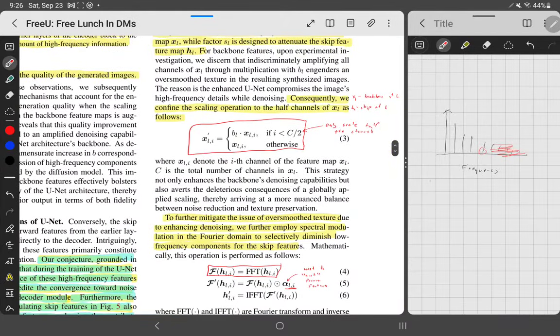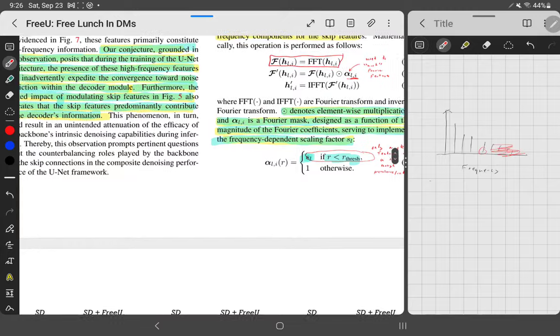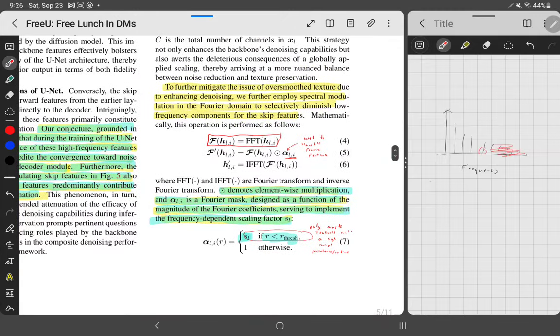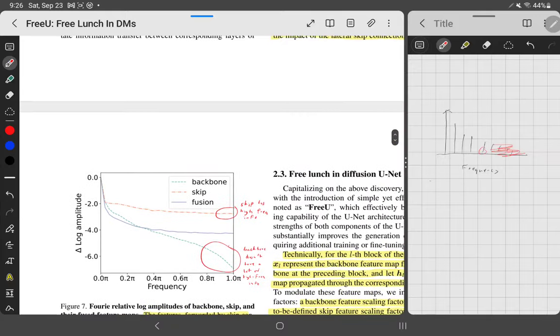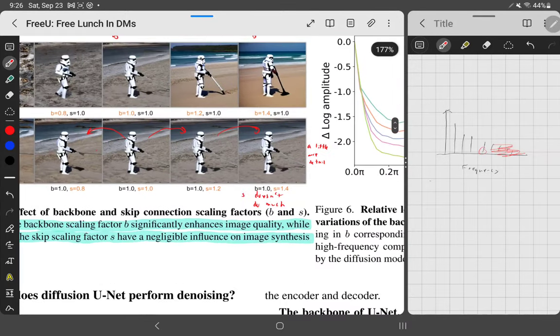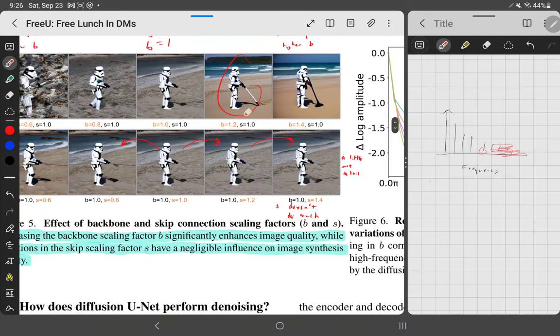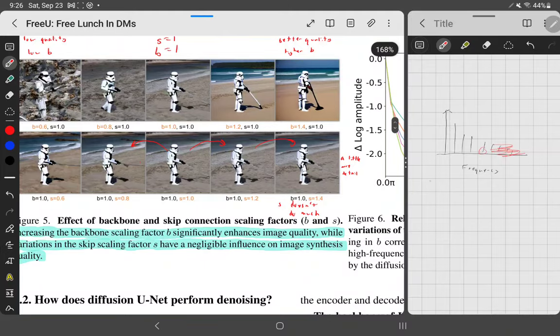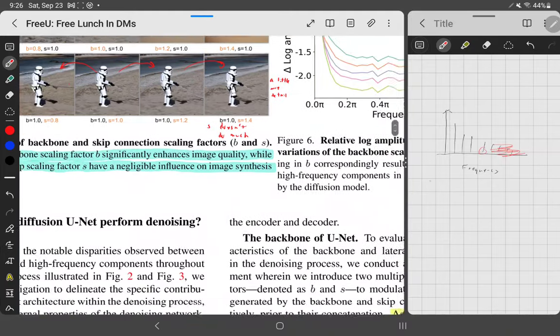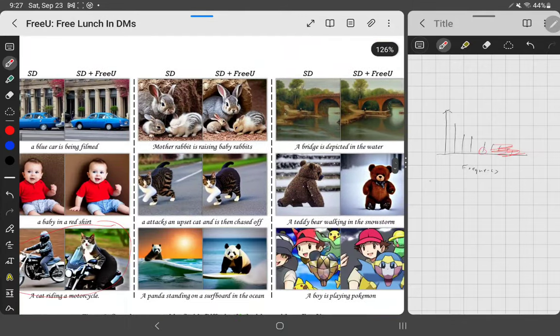I think they keep that constant, because an image like this is what you're looking for. So if you just keep that constant, or maybe you decrease it a little bit, then you can get the image you're looking for. But these are parameters you would want to play around with. And B would increase your low frequency information, and S basically increases your high frequency information. And that's the idea.